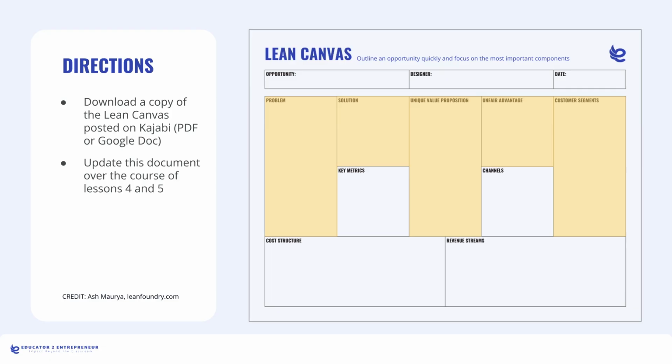As a reminder, we'll be covering the top section of the Lean Canvas: the problem, the solution, the unique value proposition, the unfair advantage, and the customer segments.